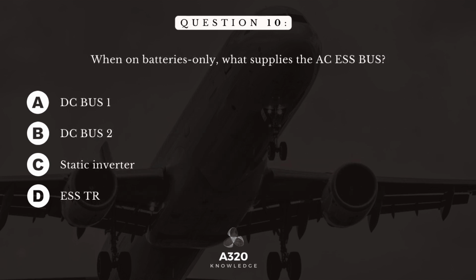And finally, question 10. When on batteries only, what supplies the AC essential bus? A. DC bus 1. B. DC bus 2. C. The static inverter. D. The essential TR.